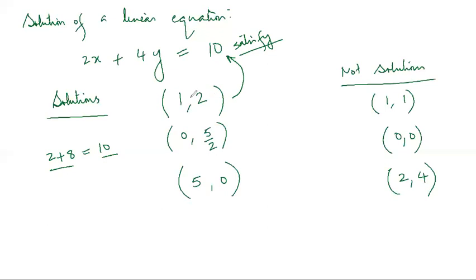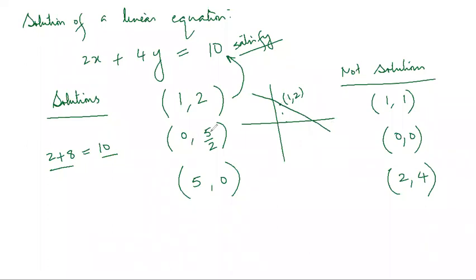Now this is basically a point. When we draw the x and y axis, 1 here, and when I go up, this is the point (1, 2). This point actually will be on the line. Suppose this is the line. I don't know what the line is. This point will be on the line.